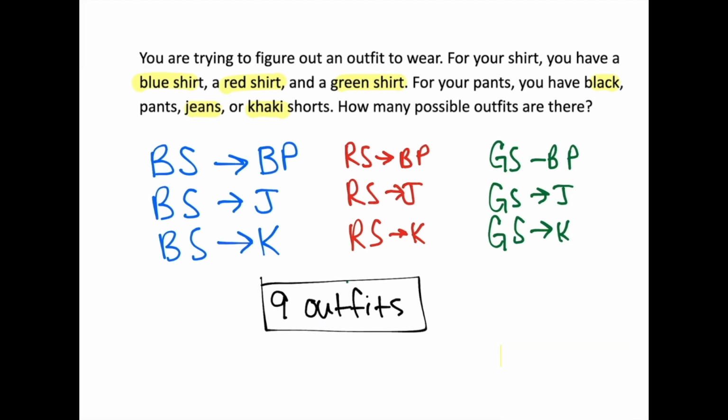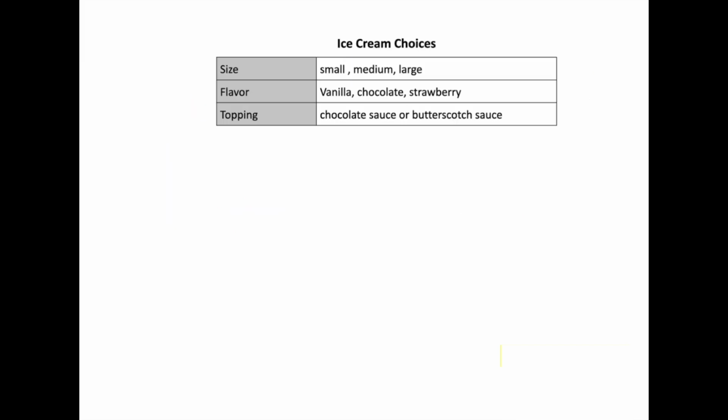We found the possible outfits by creating an organized list. We started with the blue shirts, then moved on to the possibilities with red shirts, and then the possibilities with green shirts. On that last problem, we made an organized list. Now let's make a tree diagram.